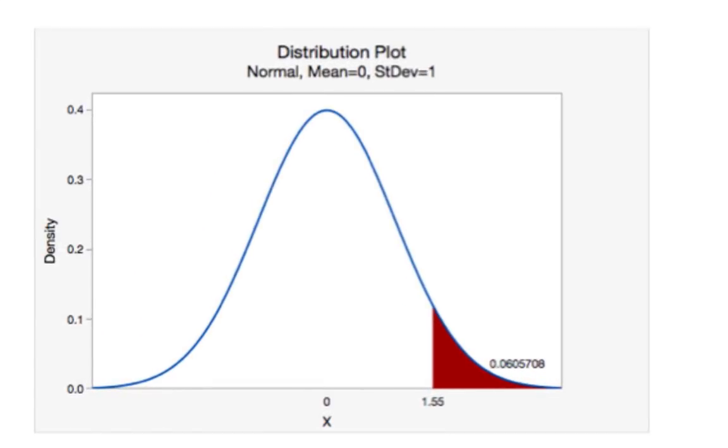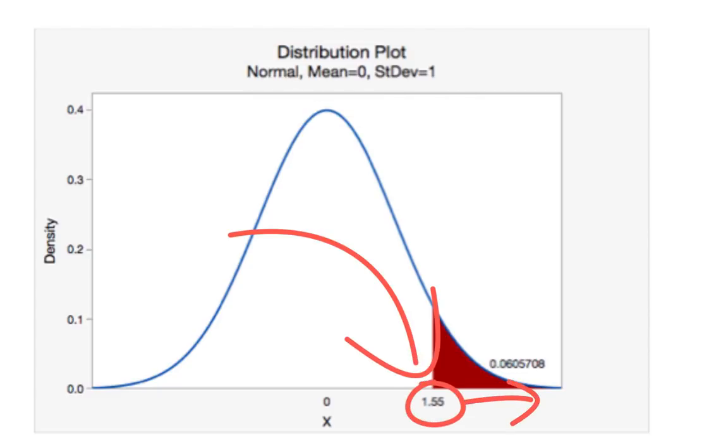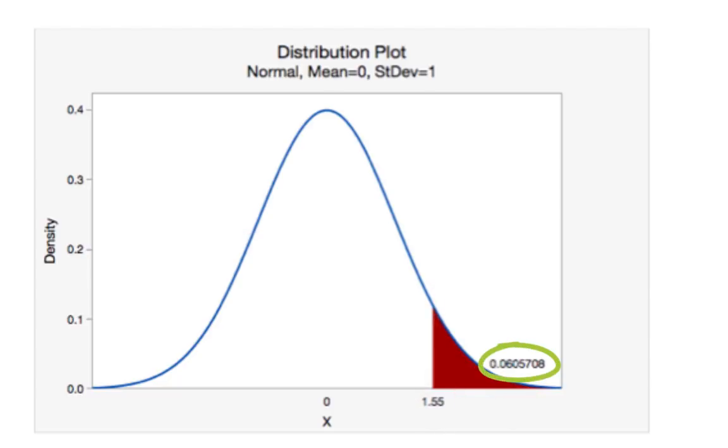In this particular plot, we have a z-distribution. Note the mean of 0 and standard deviation of 1. And we must have had a z-test statistic of 1.55 and a right-tailed alternative hypothesis. So we constructed a z-distribution and we found the area more extreme than our observed z-test statistic, which gives us our p-value, which Minitab Express will also highlight in red.